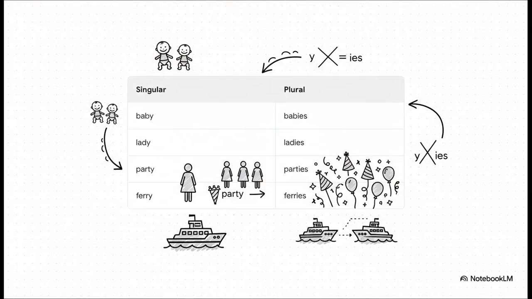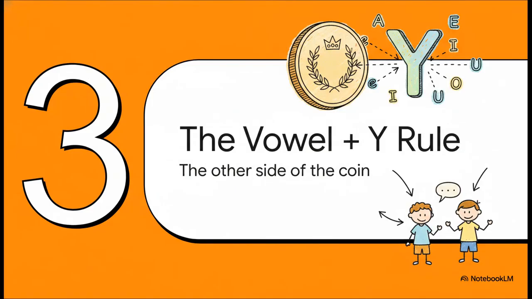Let's see this rule in action, because it makes it so much clearer. Take the word baby. What's the letter before the Y? It's B, which is a consonant. So we drop the Y and add IES to get babies. It is the exact same pattern for lady becoming ladies, party turning into parties, and fairy becoming fairies. See? Once you spot the consonant, the pattern is always the same. Okay, so that's one half of the puzzle totally solved.